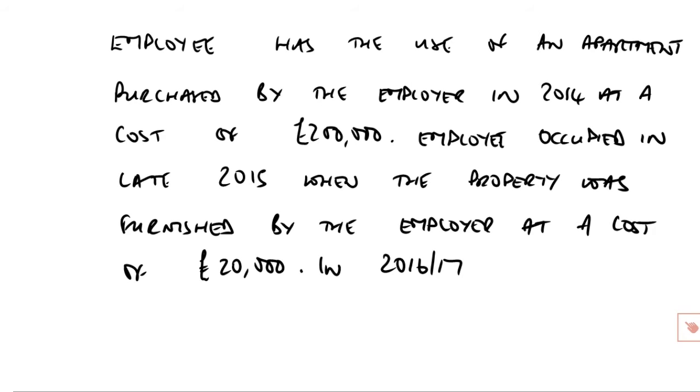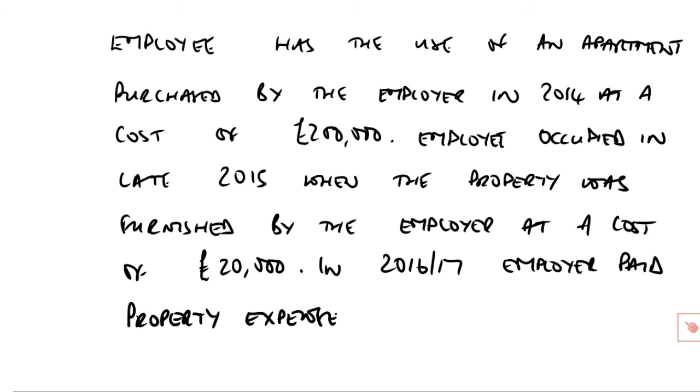paid property expenses. Now again, you'd be told what they were. I'm not going to bother listing out individual things like the gas bill, the electricity bill, etc. Property expenses of £4,000. And based on that information, we then need to determine what the assessable benefit is for 2016-17.